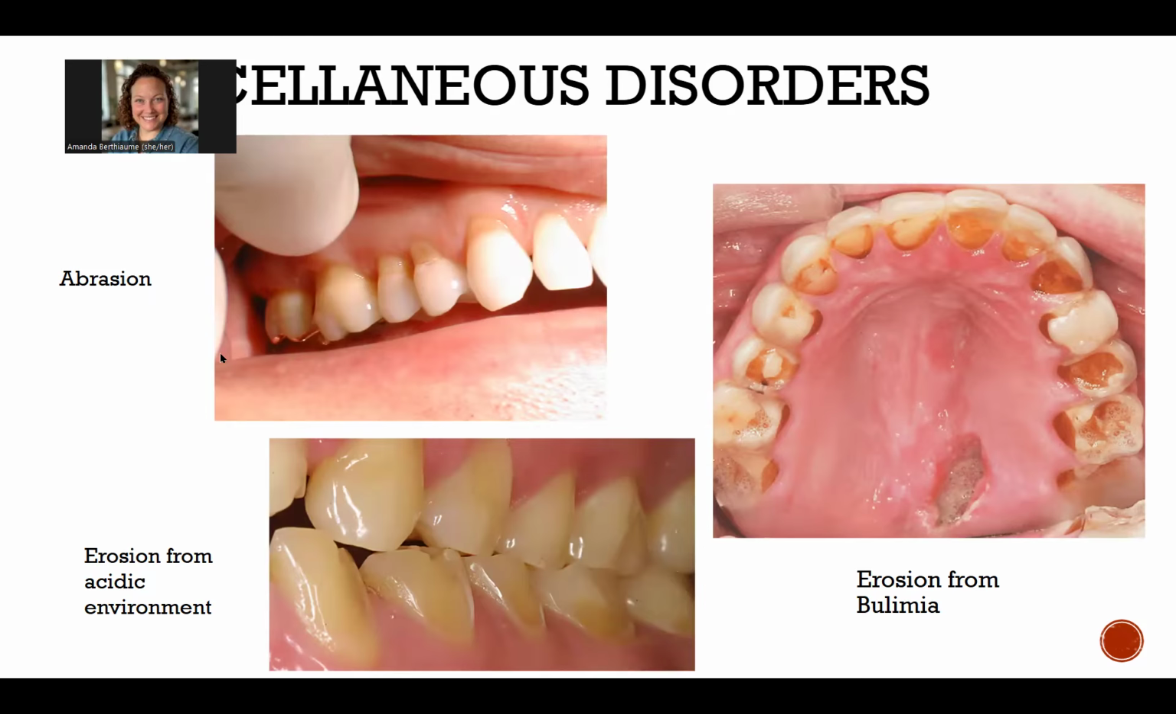Here's a good picture of abrasion, right? So that person might be brushing too hard, the upper left-hand side, wearing away some of the enamel. You also have to rule out clenching and grinding and high acidity. On the lower left-hand side, you also see erosion from lemons or limes in an acidic environment. And in that big picture is erosion from bulimia.